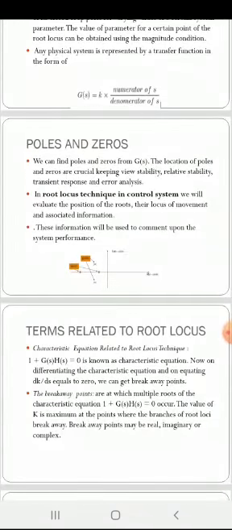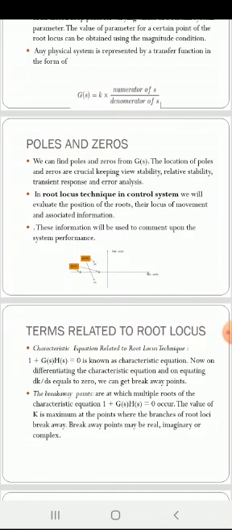Some of the terms related to the root locus are discussed below. Number 1 is the characteristic equation related to the root locus technique. 1 plus G(s)H(s) equal to 0 is known as the characteristic equation. Now on differentiating the characteristic equation and equating dK/ds equal to 0, we get the breakaway points. Now what are breakaway points? Breakaway points are the points at which roots of the characteristic equation 1 plus G(s)H(s) equal to 0 occur.